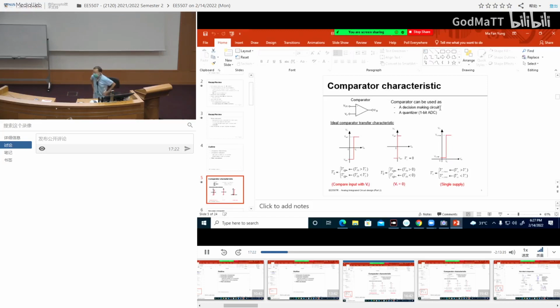Can you think of useful circuits where a comparator is used? Any useful circuit where you use a comparator? You've encountered? Sorry? Switches. Can you explain where a comparator uses switches?